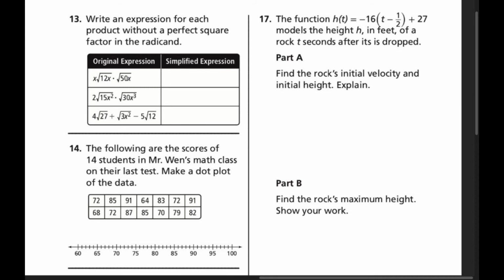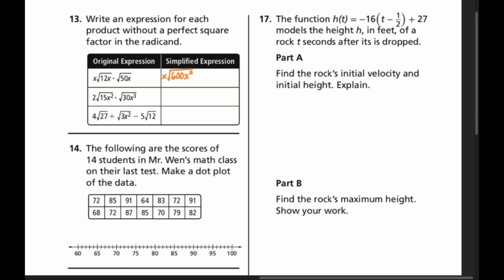So remember, you multiply like things. If you notice, there is no other x in the front on the second one, so this x is just going to stay in the front. And then I'm going to multiply 12 with 50 and then x with x, because those are like terms. So I get x times the square root of 600x squared. So then you have to simplify.